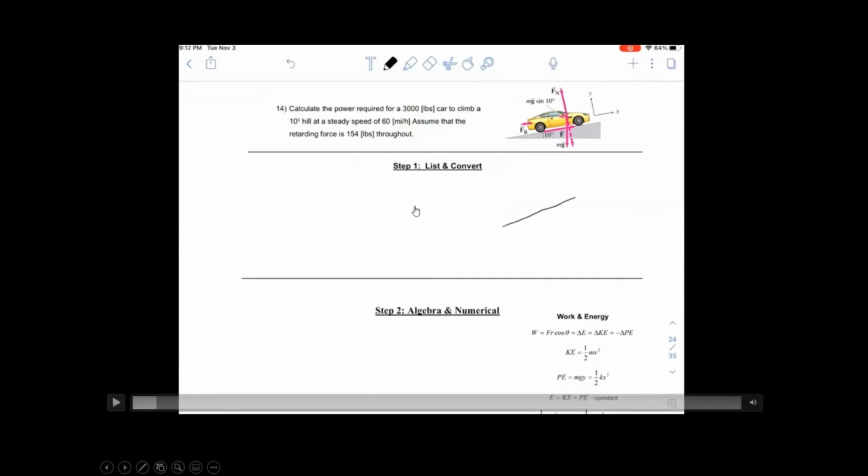So you've got this car. We're looking for the power required for this car to climb up a 10-degree hill at a steady speed of 60 miles per hour, right? And assume that the retarding force, the frictional force, is 154 pounds throughout. So there's going to be a constant friction.